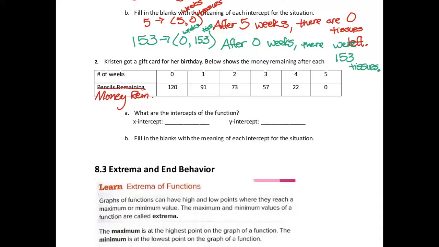Don't be drawing on my calculators. That is school property. Okay.